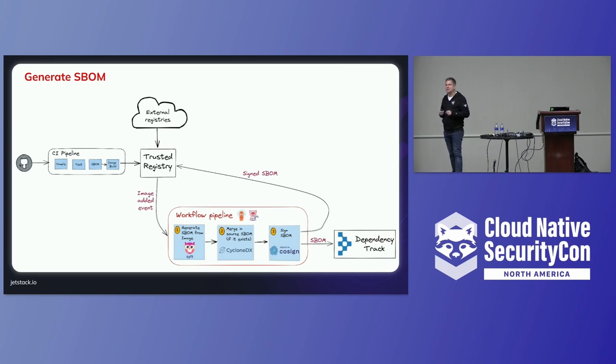The reason this is incredibly useful is that it makes that SBOM available to consumers of that Docker image. Those consumers might be internal teams, but they equally could be an external third-party client of yours that's consuming your Docker images. And then finally, we also push the SBOM into an OWASP tool called Dependency-Track.